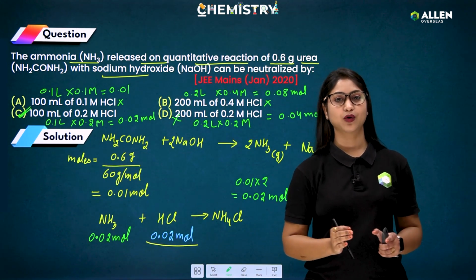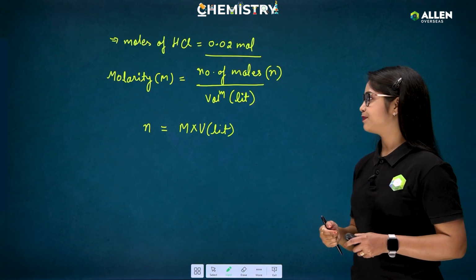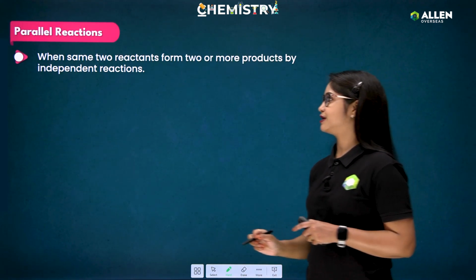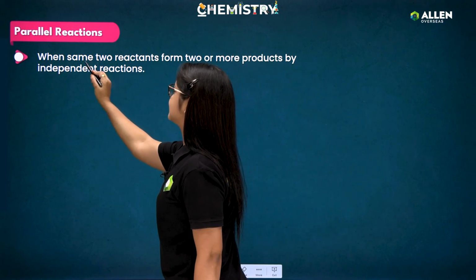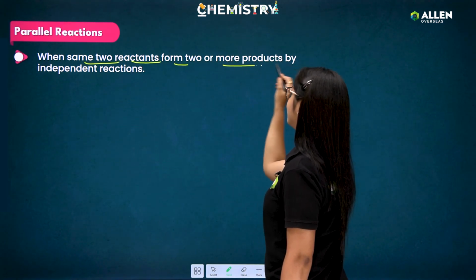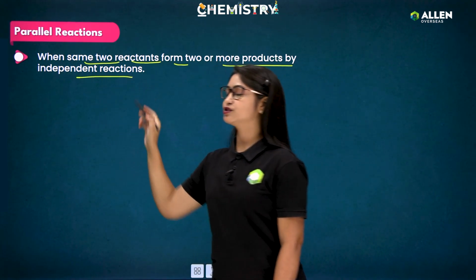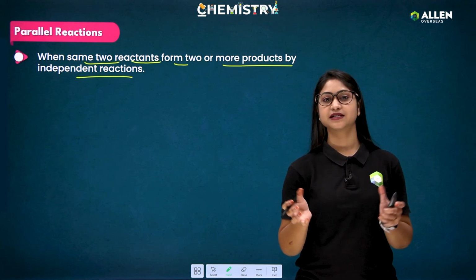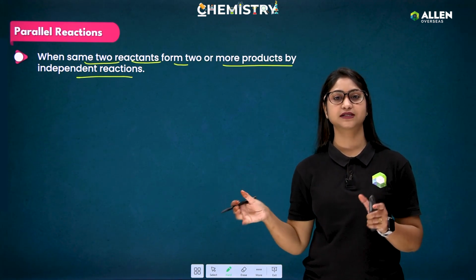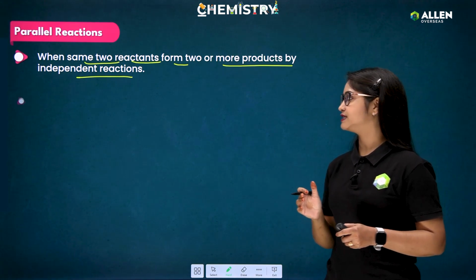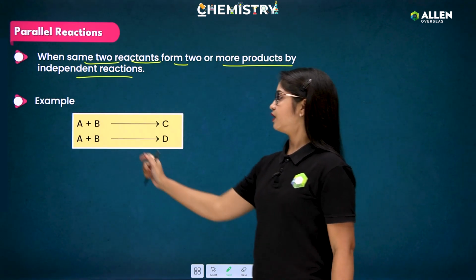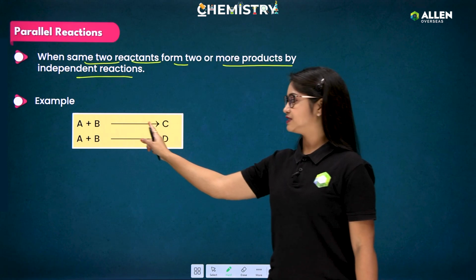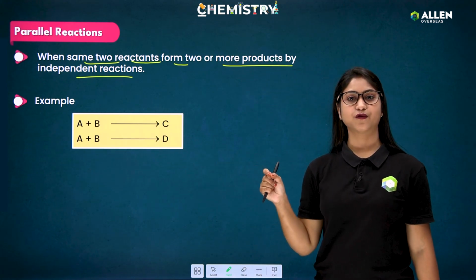Okay, so this is about the sequential reaction. Now let's see how to solve parallel reactions and what parallel reactions are. Parallel reactions are when the same two reactants form two or more products by independent reactions. So here basically the same reactants are combining to form different products at the same time, right? For example, suppose I have A plus B as reactants. A plus B reacts to form C. Similarly, A plus B reacts to form D.